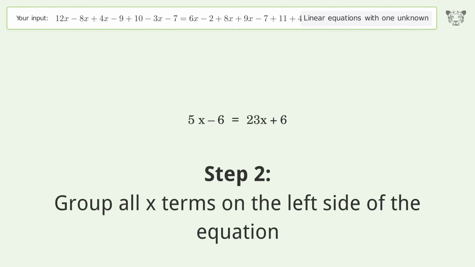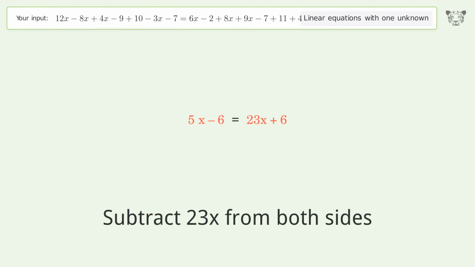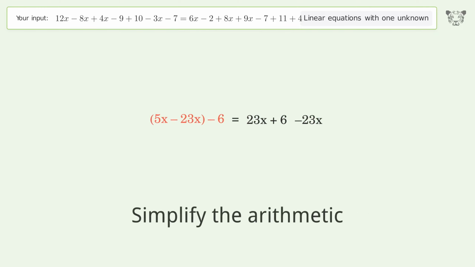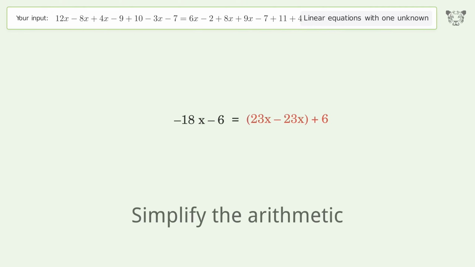Group all x terms on the left side of the equation. Subtract 23x from both sides. Group like terms. Simplify the arithmetic. Group like terms. Simplify the arithmetic.